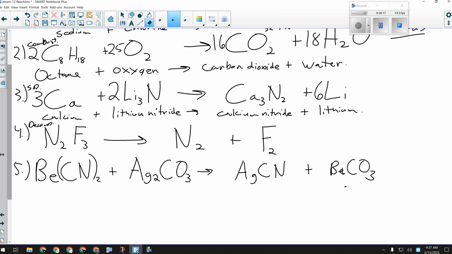Okay, it is not quite balanced. Biggest number is 3. I got 3 fluorine in the reactants, but I only have 2 in the products. What's the lowest common multiple of 3 and 2? 6. So what do I need to multiply this by to get 6? 2. And this? 3. When I put this 2 here, though, how many nitrogen did that give me? 4. So what needs to go here? 2. A 2. 2 times 2 is 4.